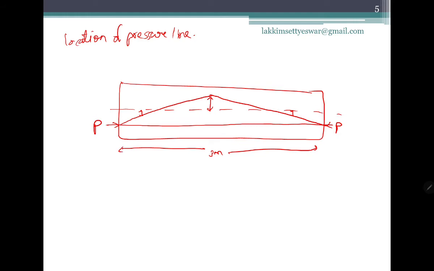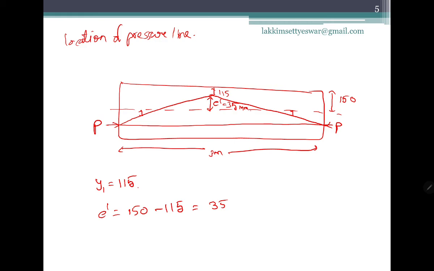At the center of the span, the y1 distance is equal to 115. So this distance is 115. The total distance is 150, right? So this e dash is equal to 150 minus 115, that is equal to 35. So this is 35 mm.